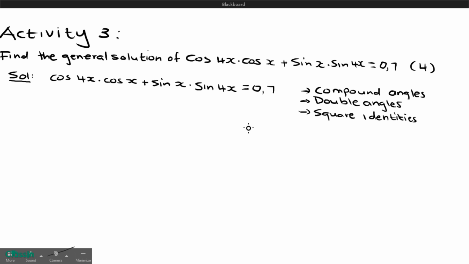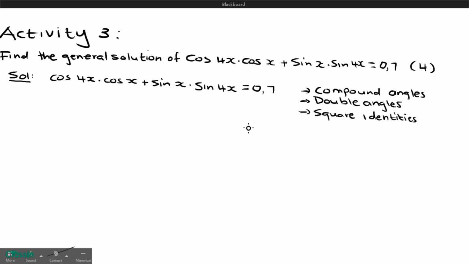Here we have activity number 3. We need to find the general solution of cos 4x multiplied by cos x plus sin x multiplied by sin 4x, all equals 0,7. And this question is 4 marks.